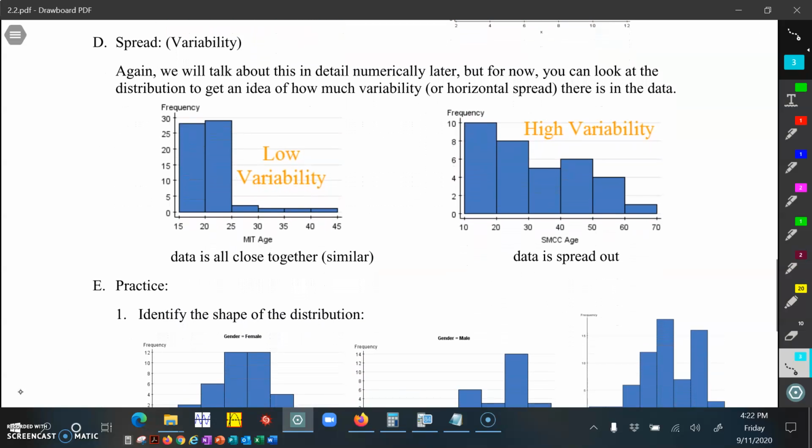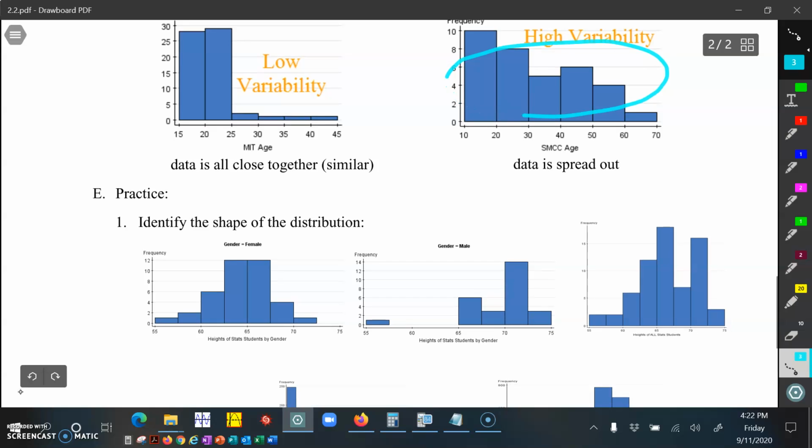Spread, again, just in general, we're thinking variability. So this isn't anything new. Low variability means most everybody's kind of in that same spot, whereas high variability, we have a lot of people in a lot of different categories. Think back to those families we talked about in class the other day.